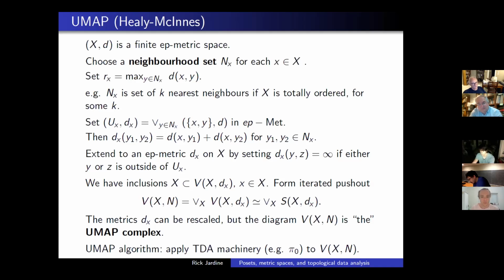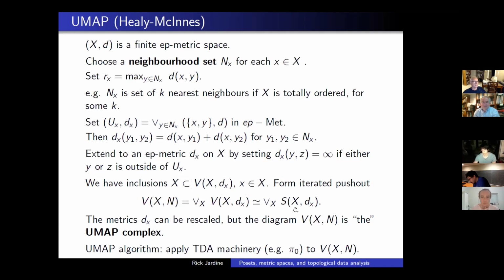So you have these EP metrics on X, d sub x. You take the corresponding Vietoris-Rips complex associated to it. You have this inclusion of systems of spaces from a discrete space into V_x d_x. And now you take the iterative pushout of all of these inclusions over X. So it's like gluing a whole bunch of simplices together along a discrete space, namely X. And this is what one calls V_x^n.